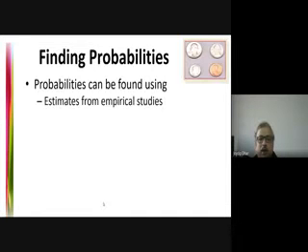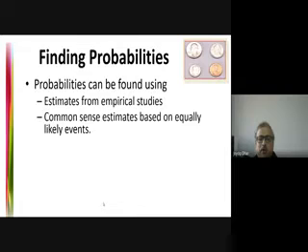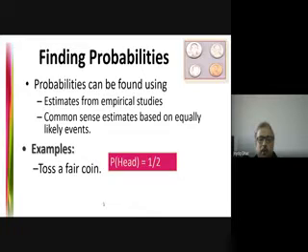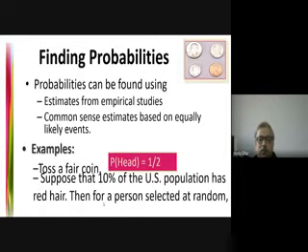Probability can be found using estimates from empirical study and common sense estimations based on equally likely events. In the case of tossing a coin, from common sense itself, because there are only two sides, the probability will be half. As another example, suppose that 10% of the US population has red hair. For a person selected at random, the probability that the hair is red is 0.1, because 1/10 of the US population has red hair.